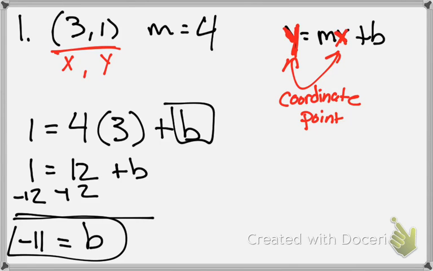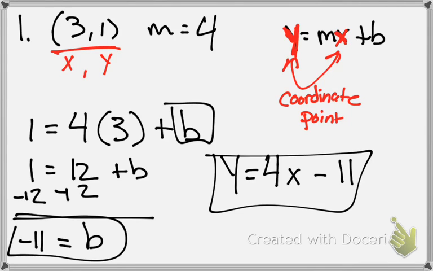So all in all, this equation will end up being y equals 4x minus 11. And that's how I can find the equation of a line based off of a given slope and a single point.